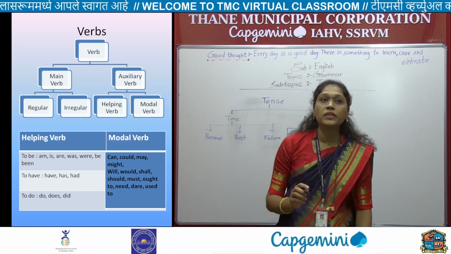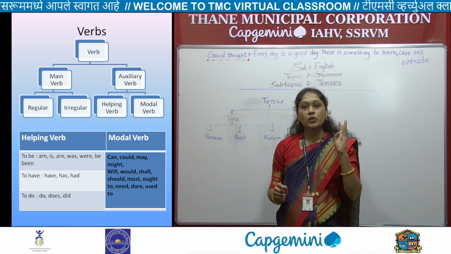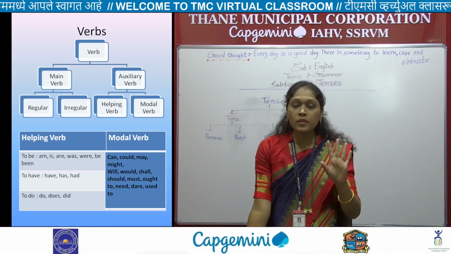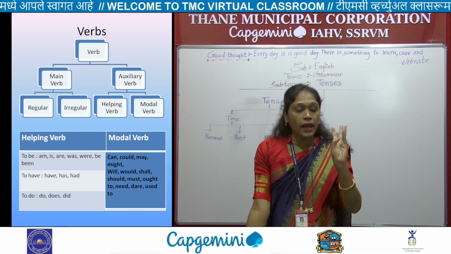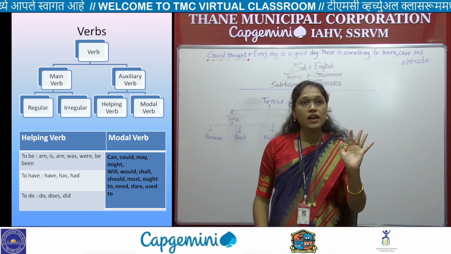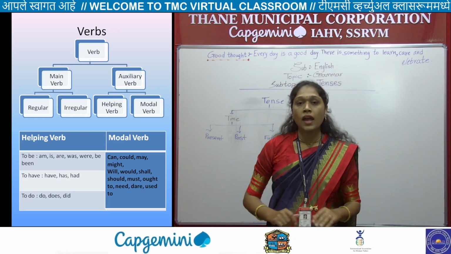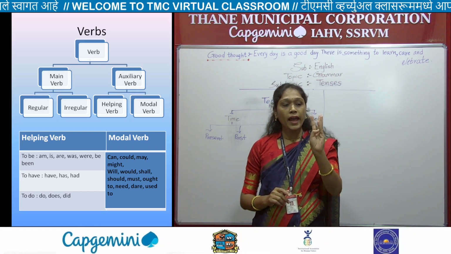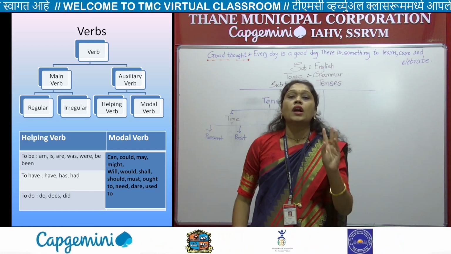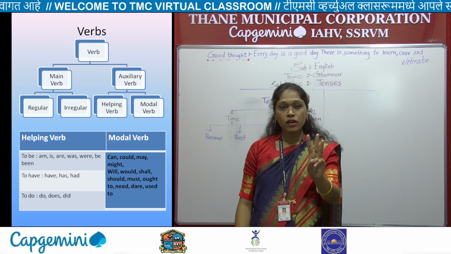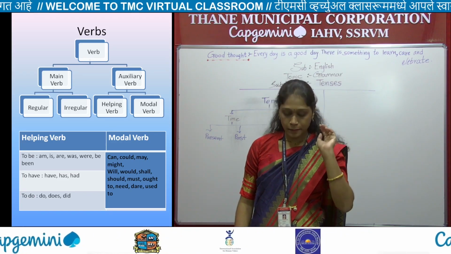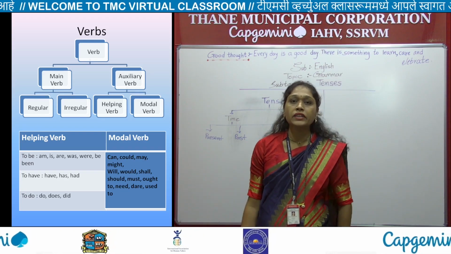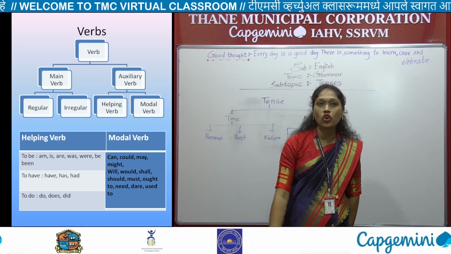And what is the helping verb? There are three types of helping verb: to be, to have, and to do. There are seven helping verbs of to be: am, is, are, was, were, be, and been. Then to have, there are two helping verbs: has, and had. Three types of to do verbs: do, does, and did. And there are so many modal verbs: can, could, may, might, will, would, shall, should, must, ought to, need, dare, used to.